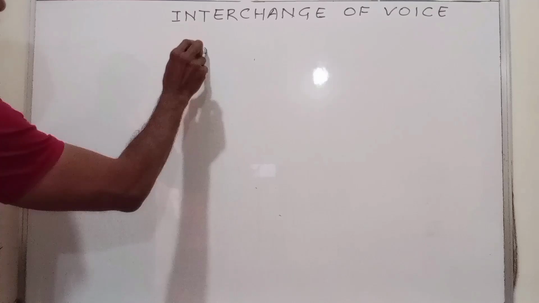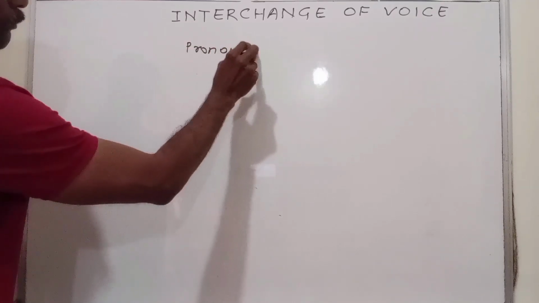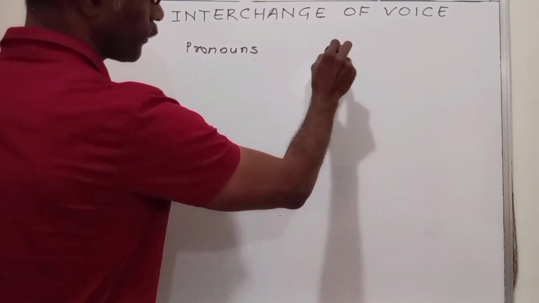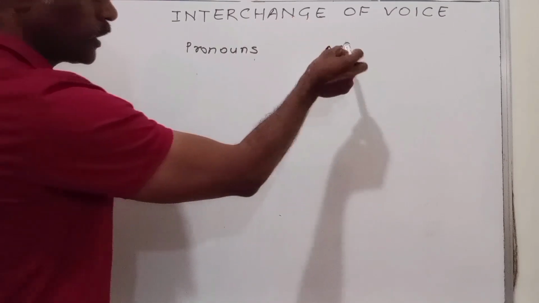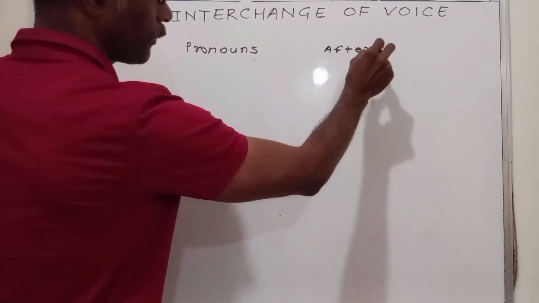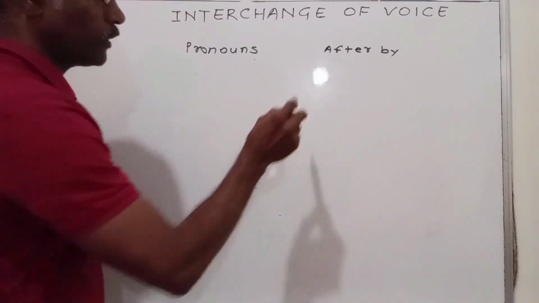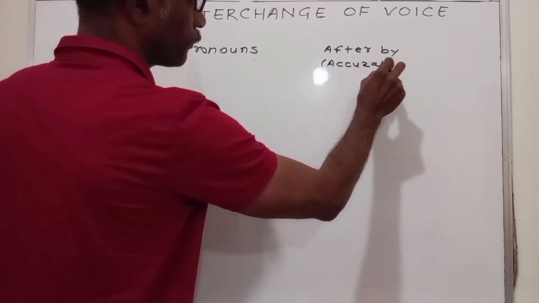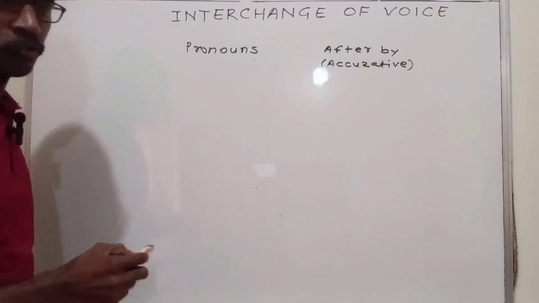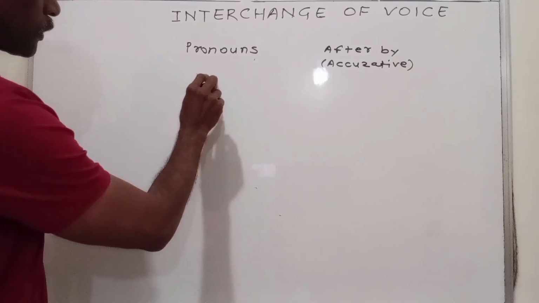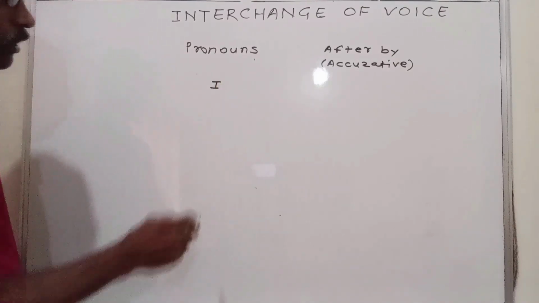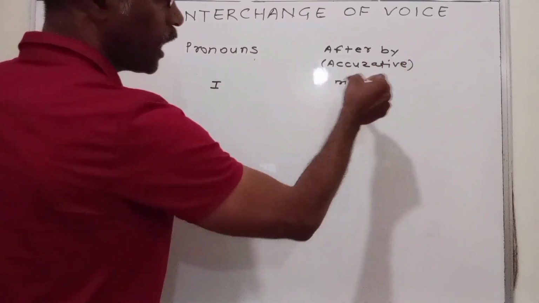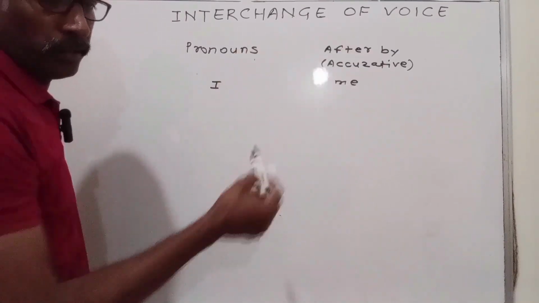First, we write here pronouns. Pronoun changes after "by". After "by", we use the accusative of pronouns. Now the first one, I. The pronoun I changes to me, meaning by me. Did you get it?